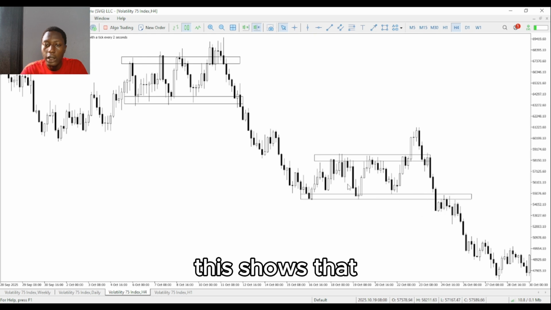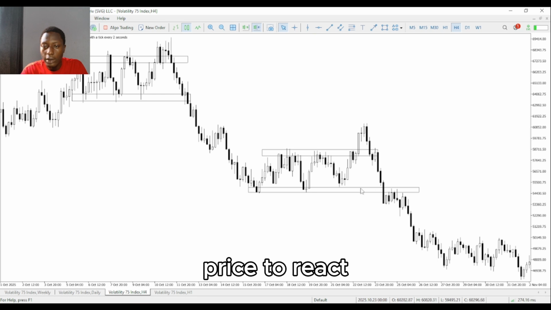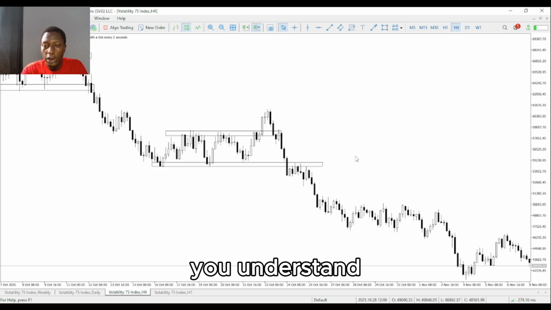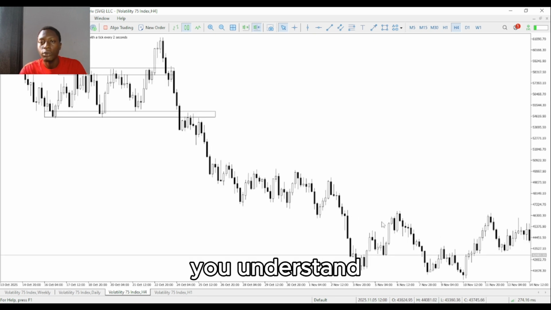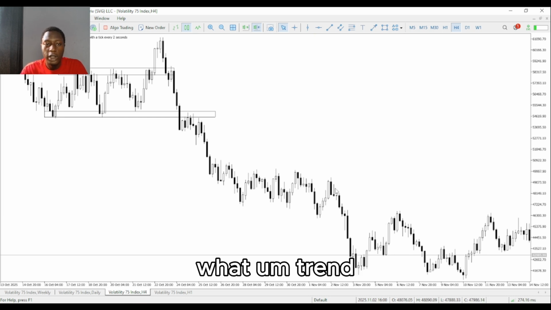Now this shows that this uptrend movement that wanted to start failed. So this is a failed uptrend, so it went back inside and accepted this low, causing price to react at this level. You understand? So this now creates a new downtrend. You see how the market was moving down, creating a lower low, lower high, lower low, lower high, just like that. You understand? So I believe this video helps you understand what trend trading is.